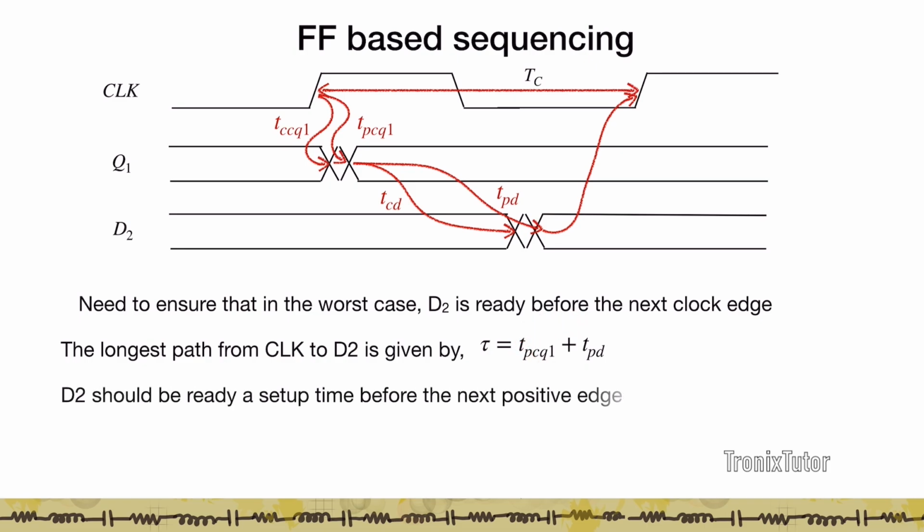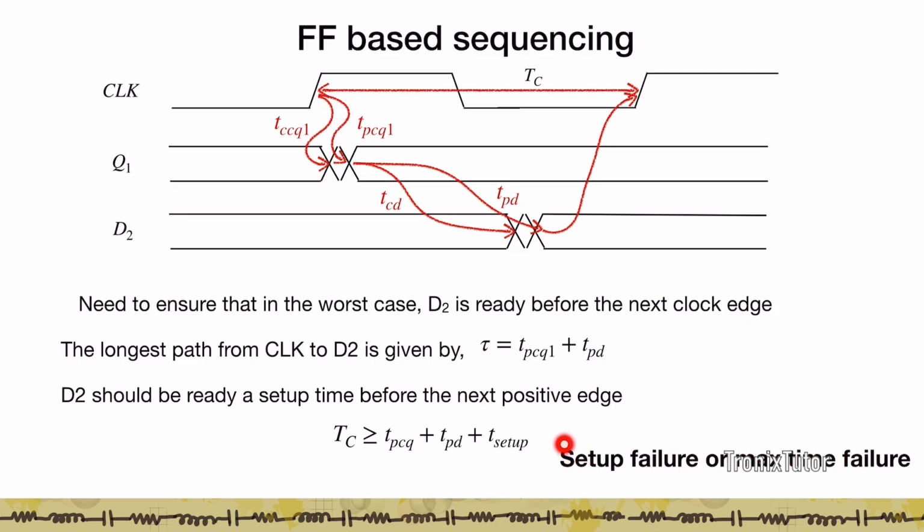Now the latest D2 should be ready should be a setup time before the clock edge comes in, which means the time period of the clock has to be greater than the longest path through the logic, which is given by TPCQ plus TPD plus T setup. And if this is violated, then this is known as a setup failure or a max time failure. So whenever we look at any path in sequencing, the first thing we check for is whether the setup time has been met or not, and that is known as a max time criterion or a setup criterion.